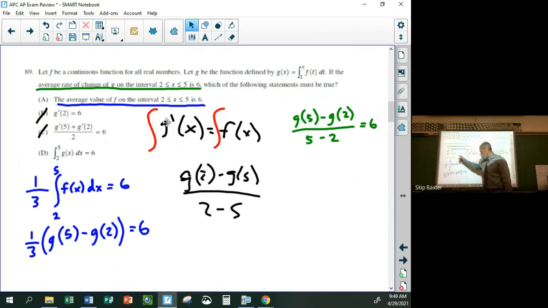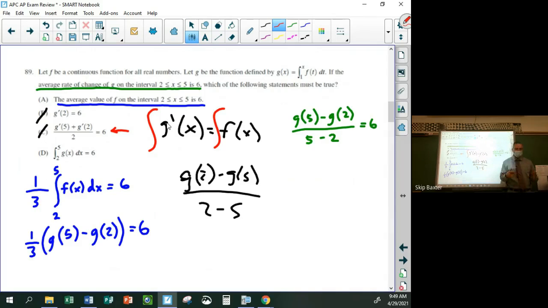Okay. This choice right here is the one that a lot of students do. I don't get a sense that a lot of you are making this mistake, but the average rate of change is definitely not just the rate of change here plus the rate of change here divided by 2. That's definitely not what they mean by the average rate of change. They don't mean average the two rates of change. So that's that mistake, and the other two are just clearly wrong. Okay? Any questions on that question?